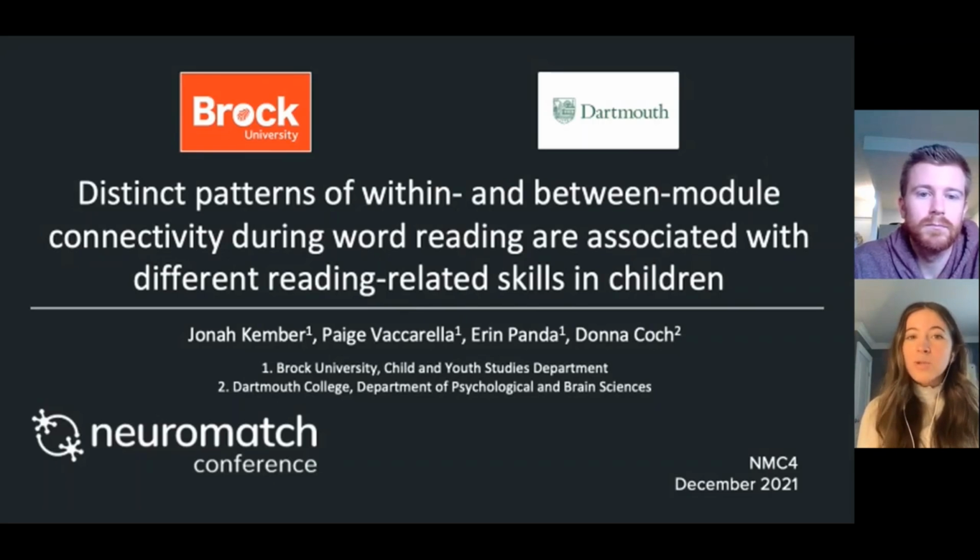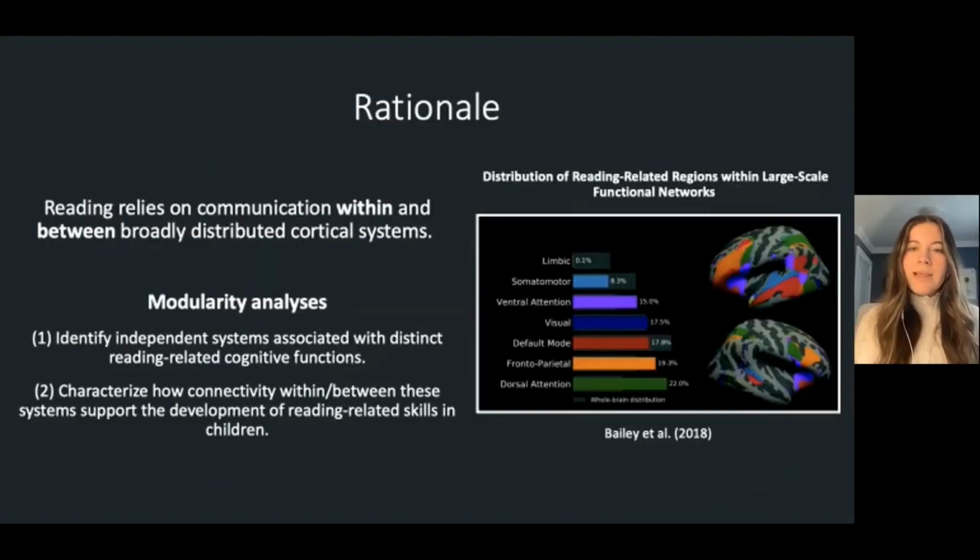Distinct patterns of within and between module connectivity during word reading are associated with different reading-related skills in children. Reading relies on several distinct cognitive functions, each of which requires the processing of information within and the transfer of information between broadly distributed cortical systems. The systems associated with single-word reading are distributed among several canonical large-scale networks.